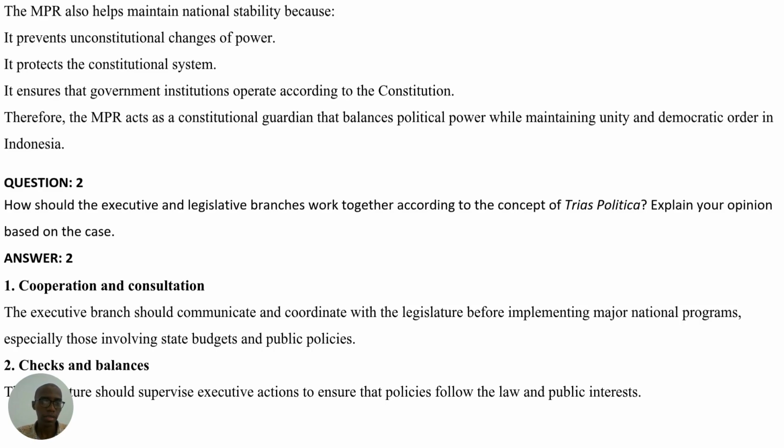The second question is, how should the executive and legislative branches work together according to the concept of trias politica? The answer, the first one, is cooperation and consultation. The executive branch should communicate and coordinate with the legislature before implementing major national programs, especially those involving the state budget and public policies. The second one is checks and balances.